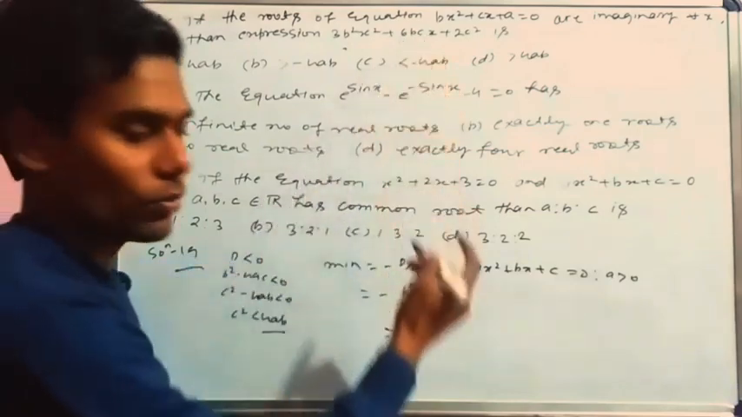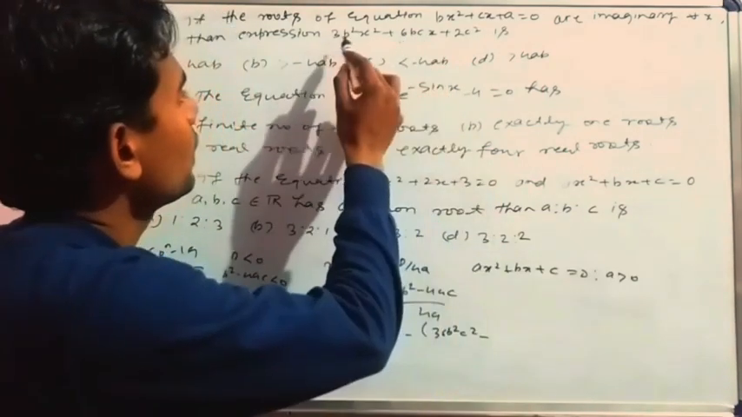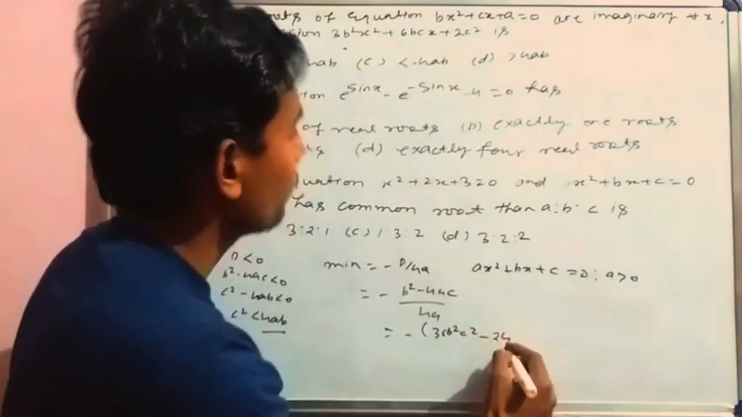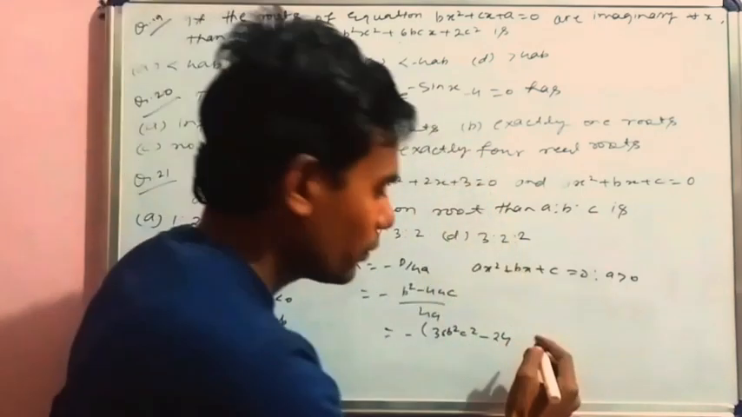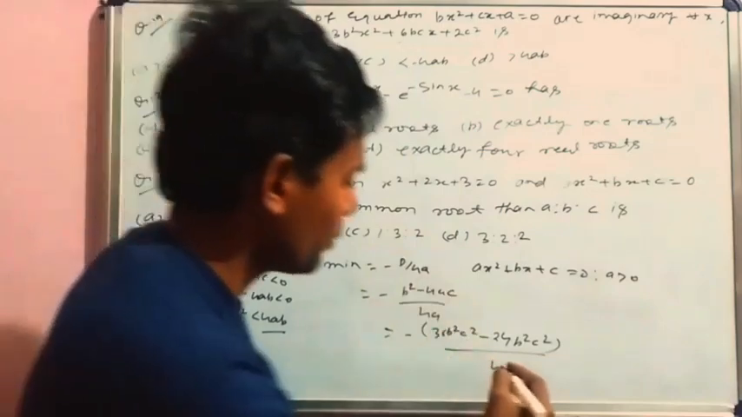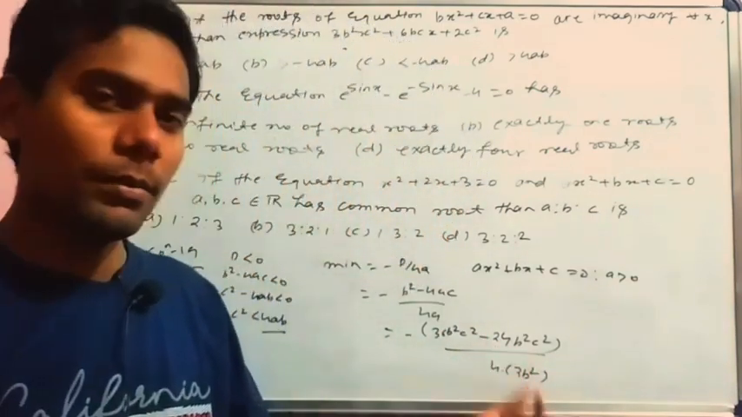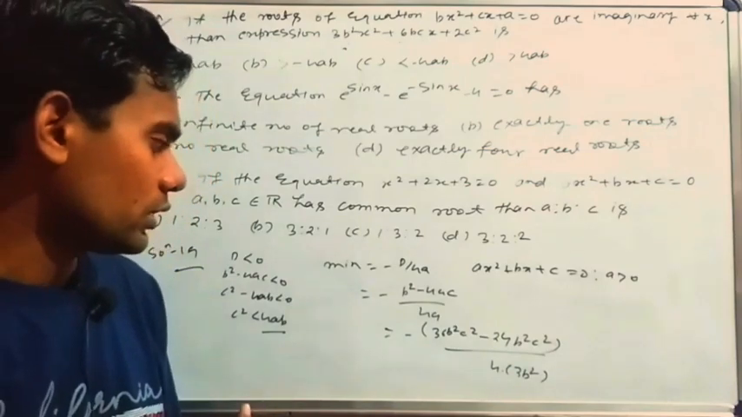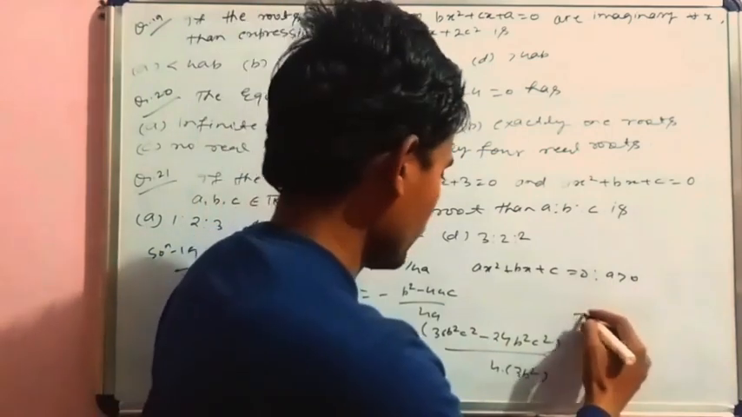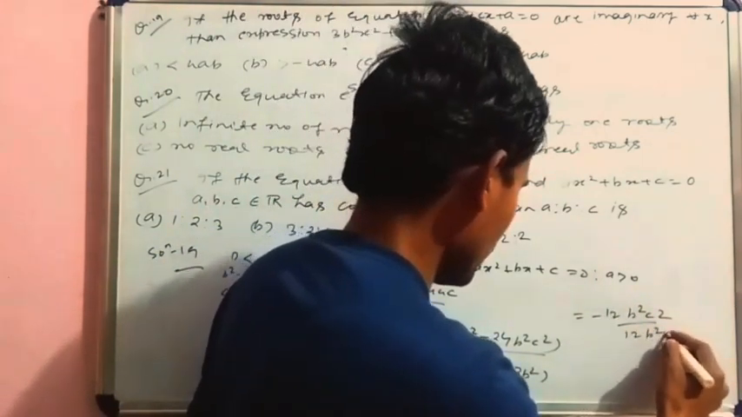b square means 6, b square means 36, and b square minus 4ac is 6 into 6, 24. b square minus 4ac divided by 4a means 3, b square 36 minus 24 means 12. So minus 12 and b square minus 4ac divided by 12.